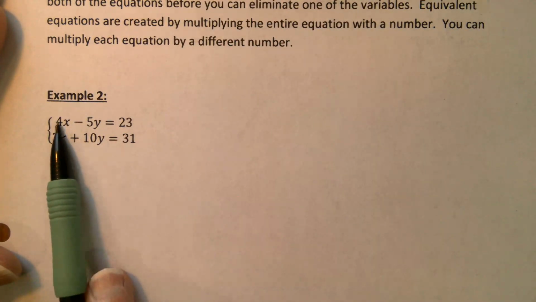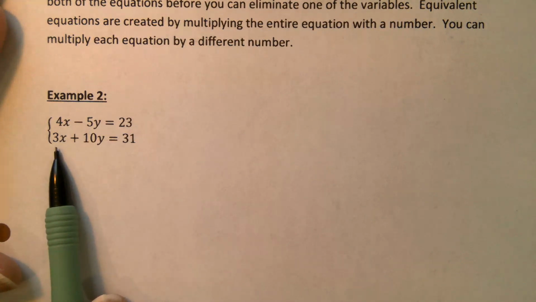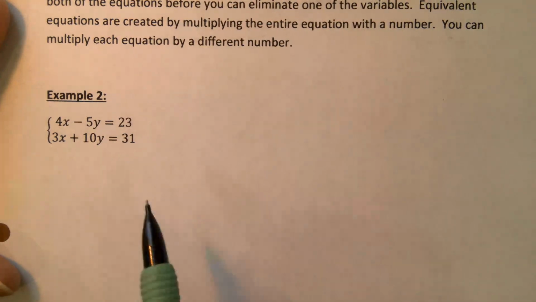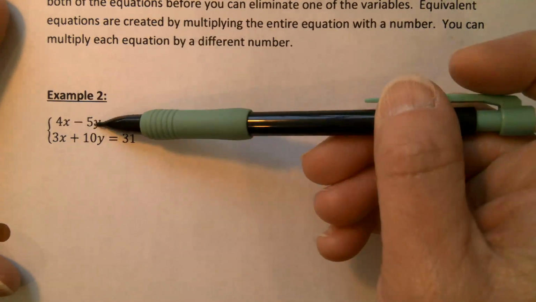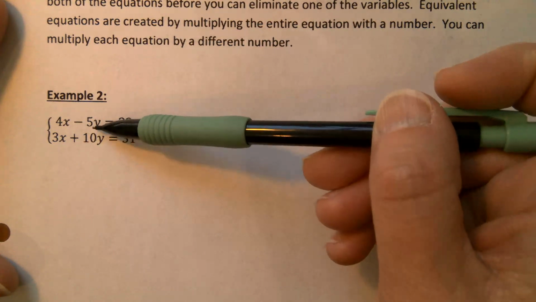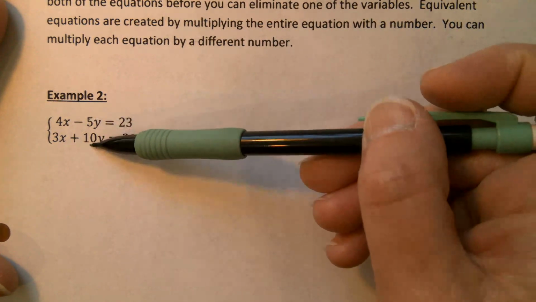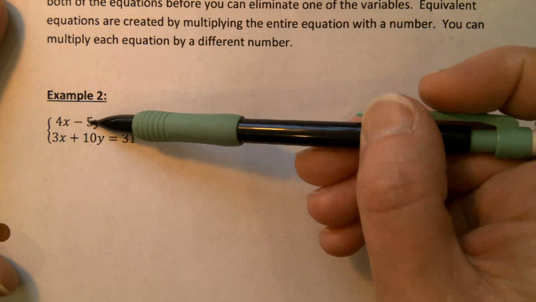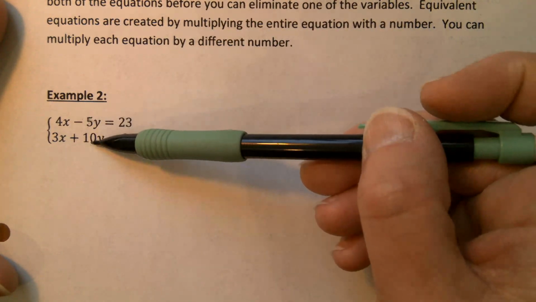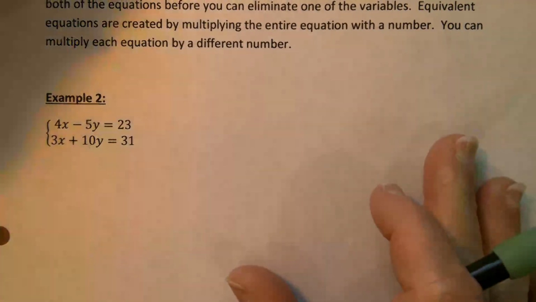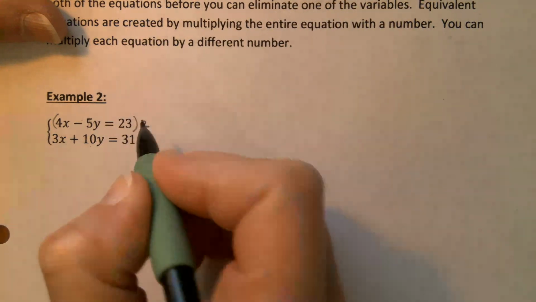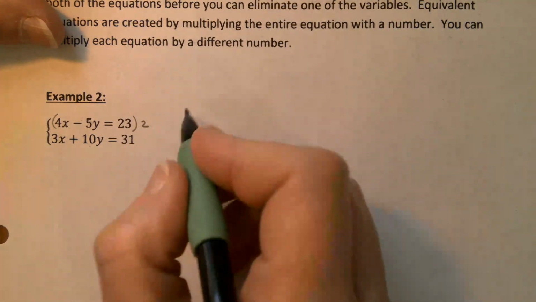I look at these and I say, well, none of my variables have either the same or opposite coefficients. However, if I look at this, I say, well, 5 is a factor of 10, and here my 5 is negative and my 10 is positive. If I were to multiply this -5 times 2, that would give me a -10 and a +10, and those will eliminate. Well, I can't just multiply the -5 times 2. I have to multiply the entire equation by 2. I'm just making an equivalent equation.